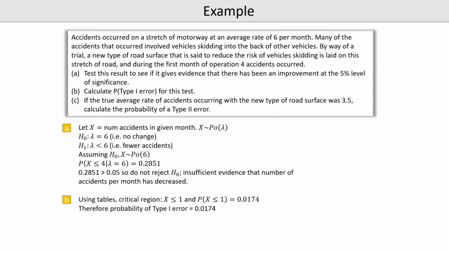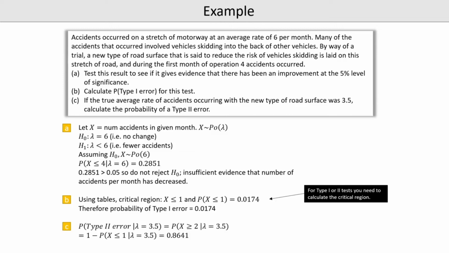So a type 2 error would be us accepting H0. So rather than the critical region, rather than the rejection region, we're going to go for 1 minus the critical region. We're going to go for the acceptance region. So we're going to find the probability of greater than or equal to 2. But now we have new information. We now know that lambda should have been 3.5. So we're looking for the probability that x is greater than or equal to 2 using lambda equals 3.5. Okay, so from there we get 0.8641.